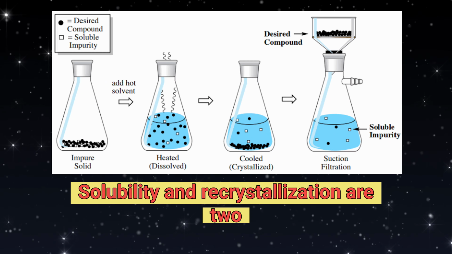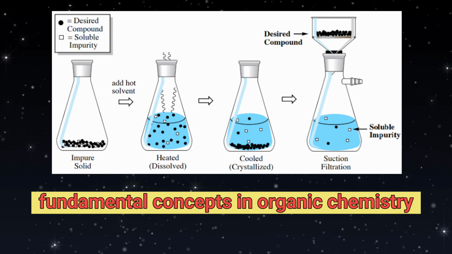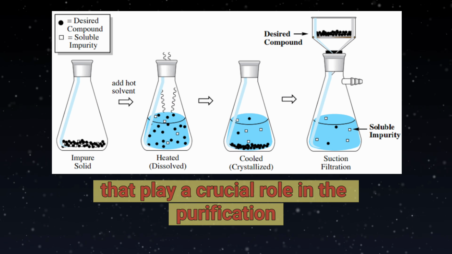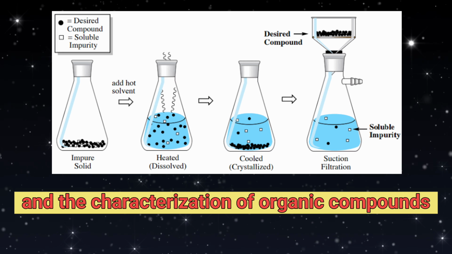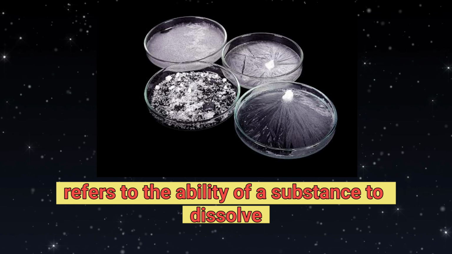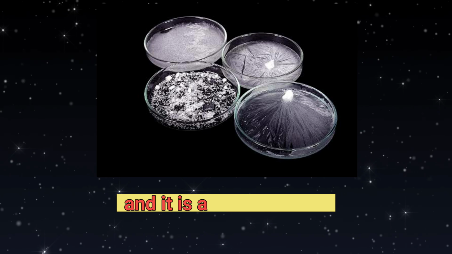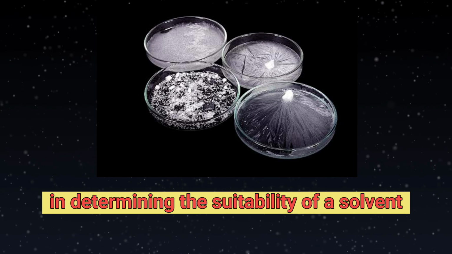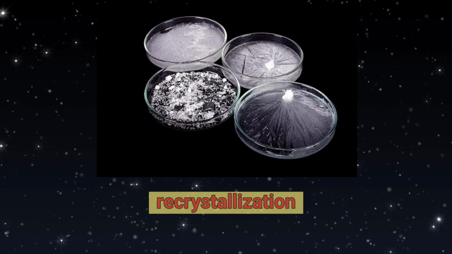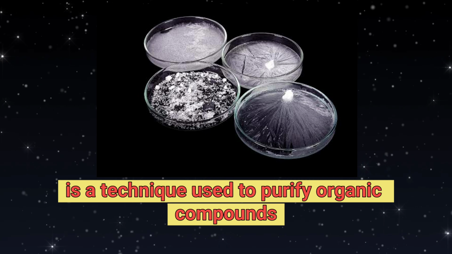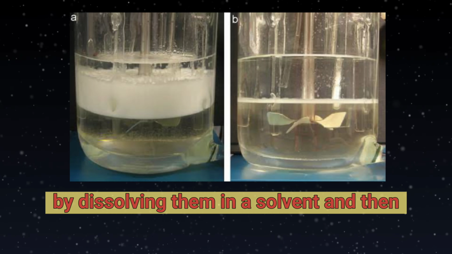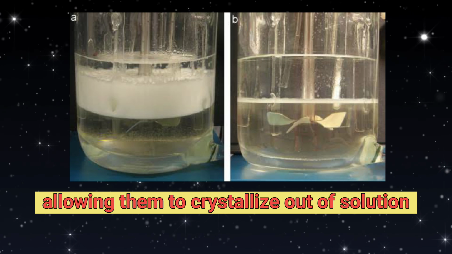Solubility and recrystallization are two fundamental concepts in organic chemistry that play a crucial role in the purification and the characterization of organic compounds. Solubility refers to the ability of a substance to dissolve in a solvent, and it is a critical factor in determining the suitability of a solvent for recrystallization. Recrystallization, on the other hand, is a technique used to purify organic compounds by dissolving them in a solvent and then allowing them to crystallize out of solution.